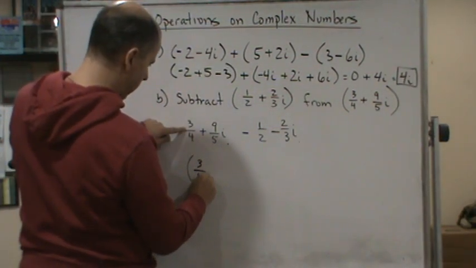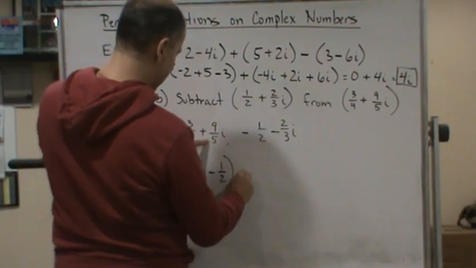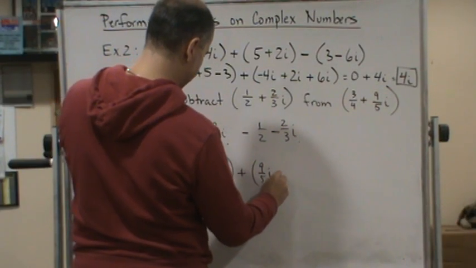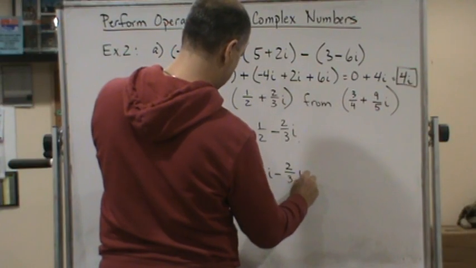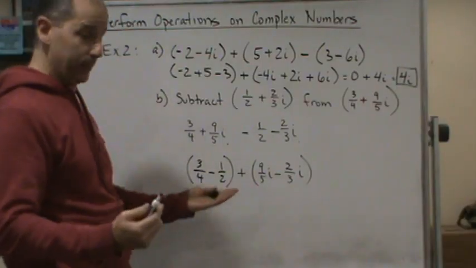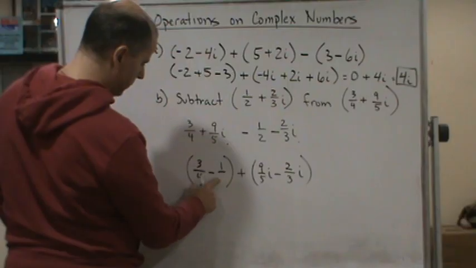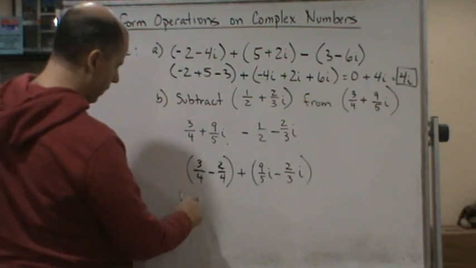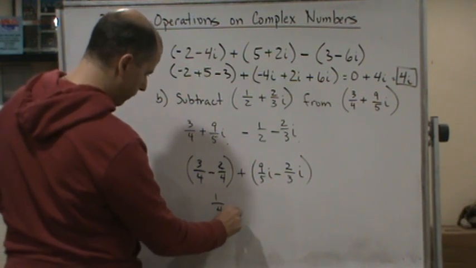So it would be 3/4 minus 1/2 and then plus 9/5 i minus 2/3 i. And now we've got to combine fractions. We've got to get common denominators. So we're going to change this 1/2 to 2/4. Okay, so it'd be 3/4 minus 2/4, which is 1/4.